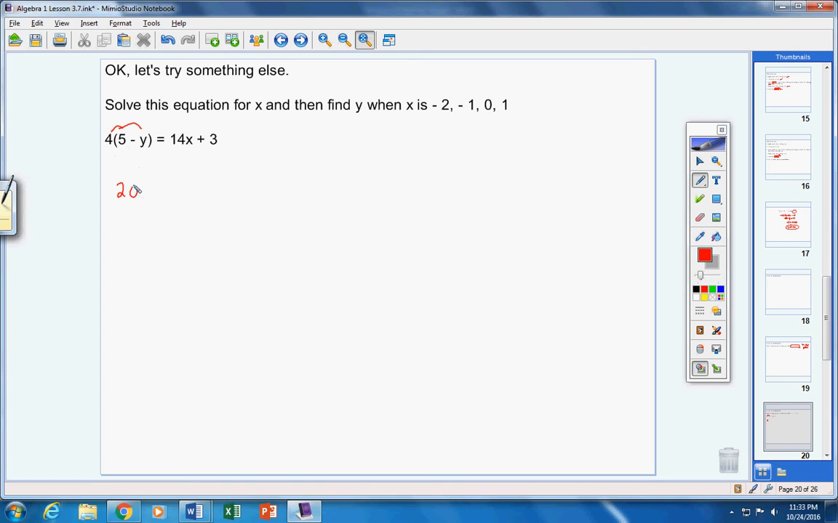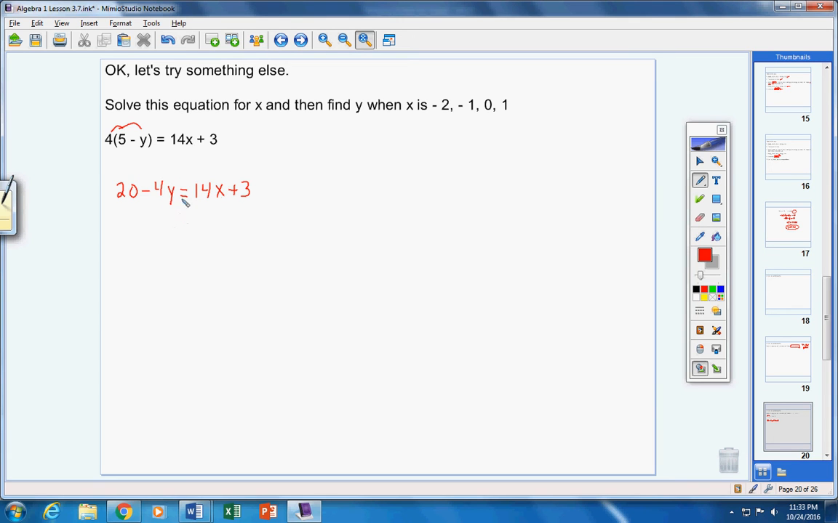4 times 5 is 20. 4 times negative y, negative 4y. Bring down your 14x, positive 3. You cannot do any more simplifying. Nothing. Unlike terms. Step 2, eliminate your fractions.